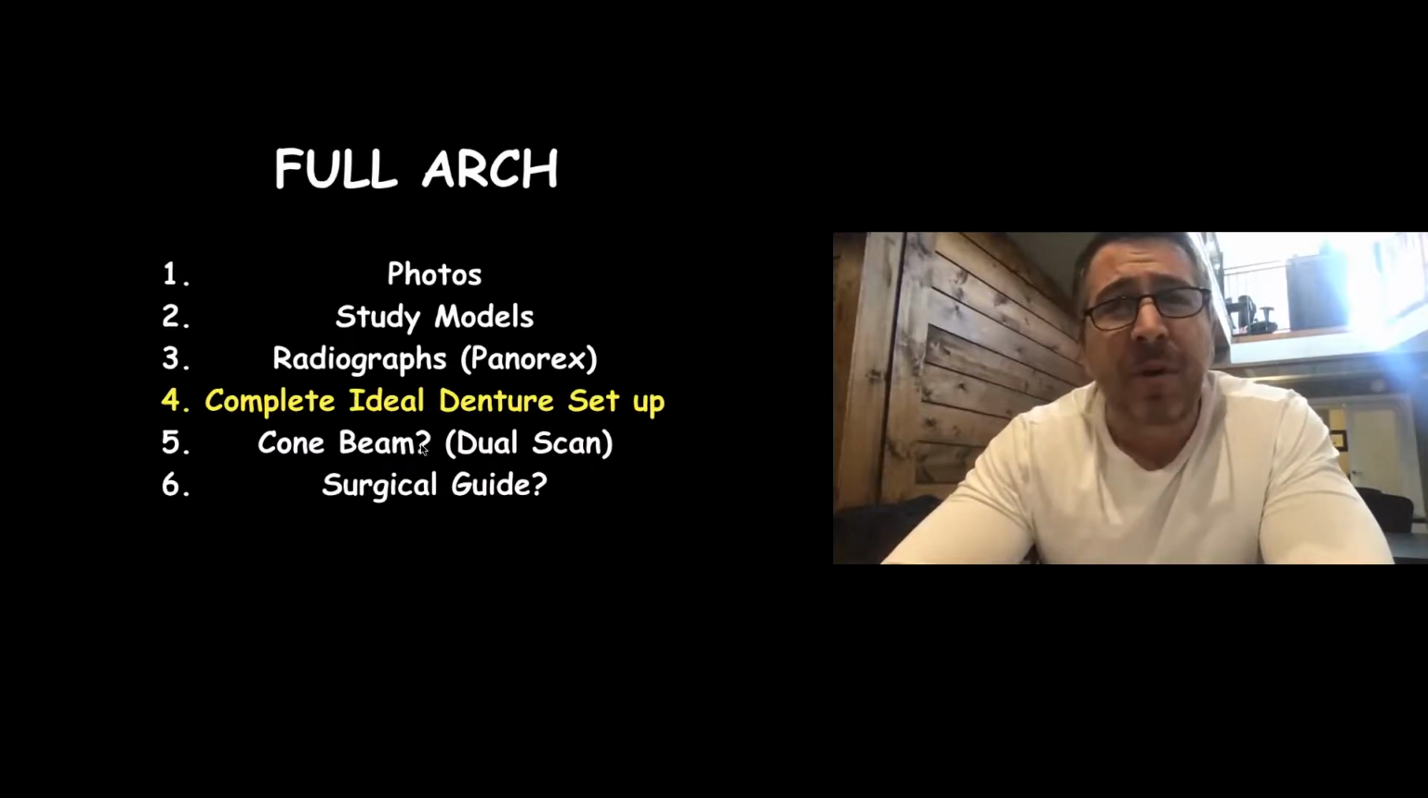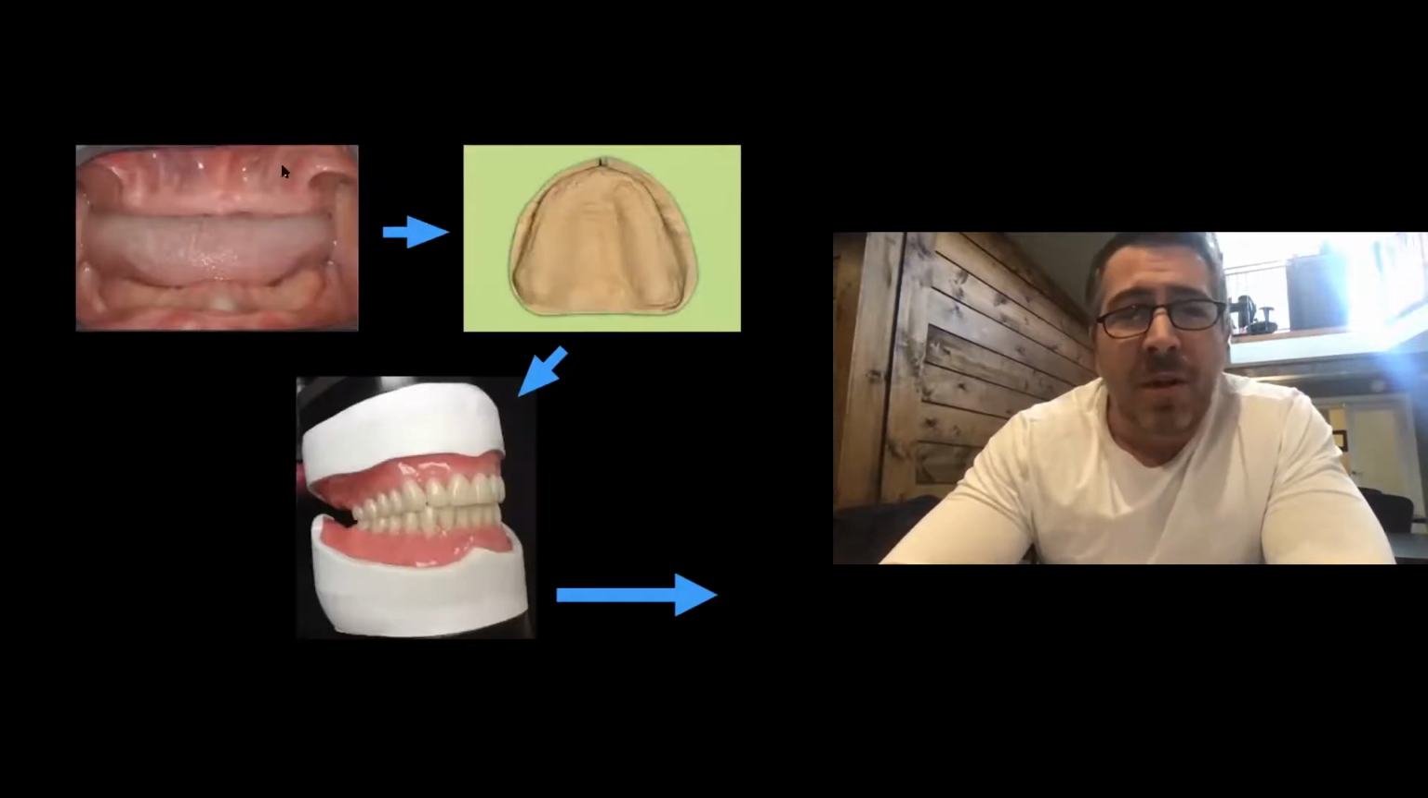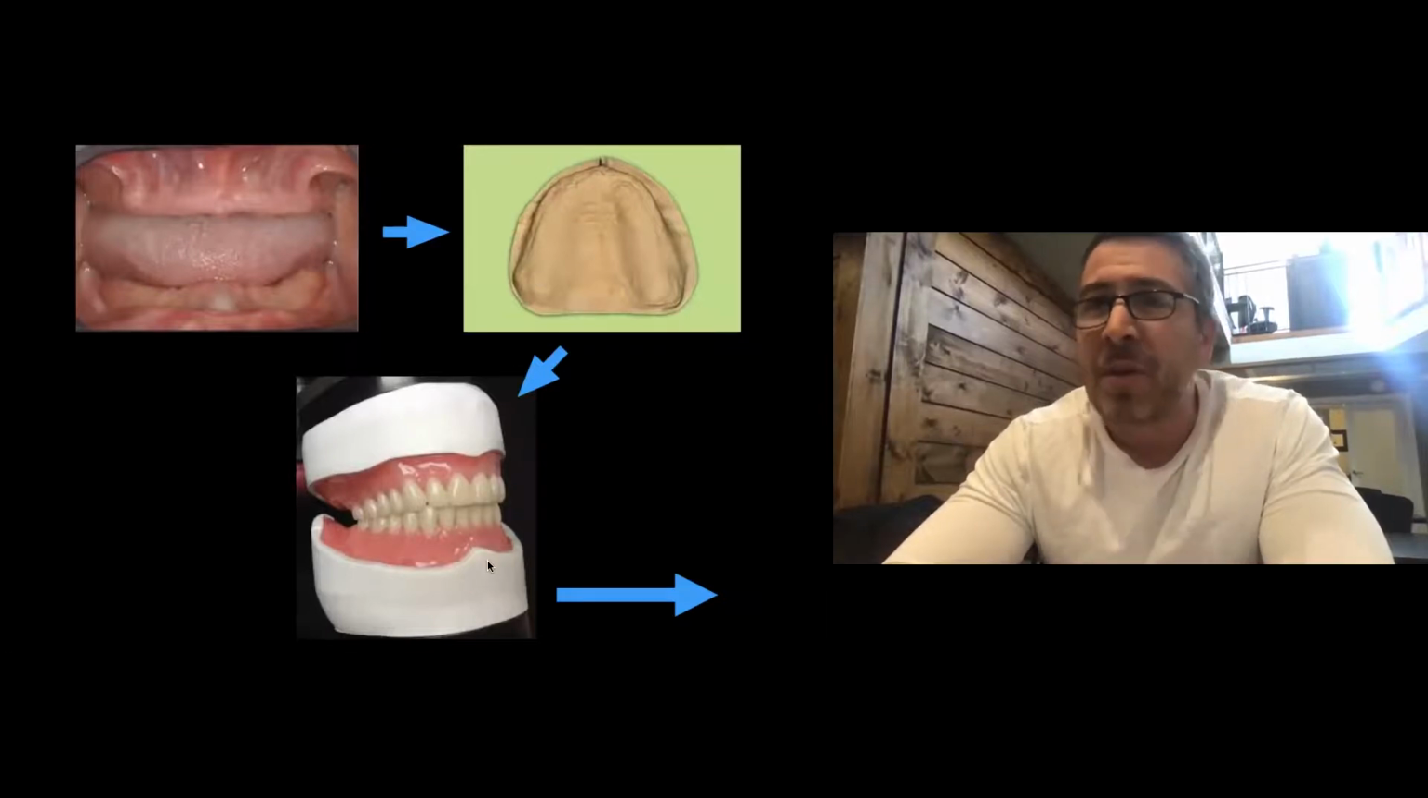If you're going to send them for a cone beam, you send them with that denture setup, and you get a dual scan done. So you get your photographs, you got your study models, and you get your denture setup. So whether you're going to be a digital dentist or if you're going to go old school, the process is the same. I still go through these steps every single time.